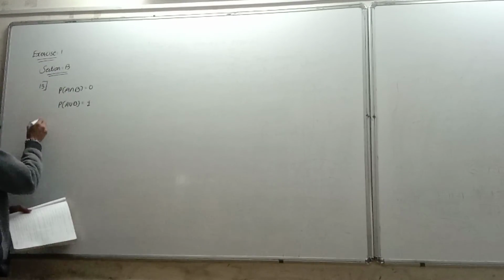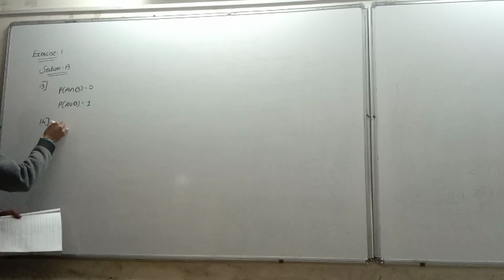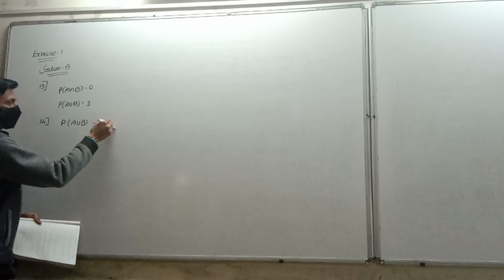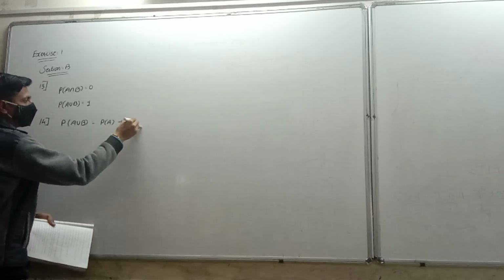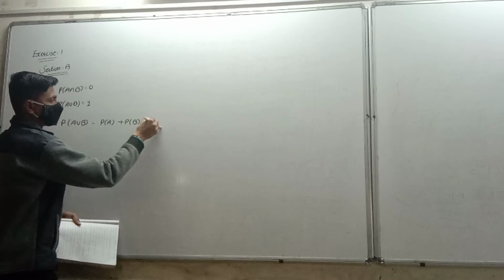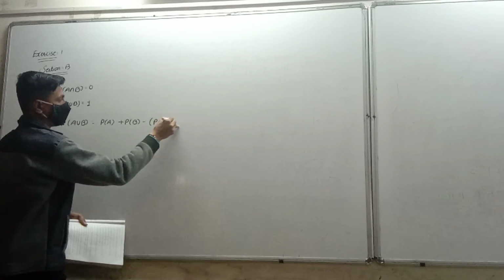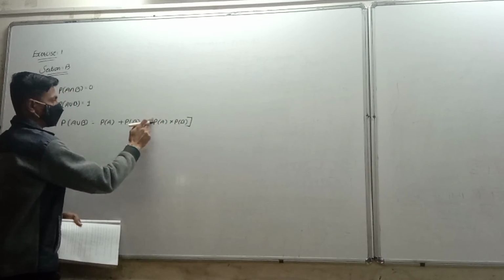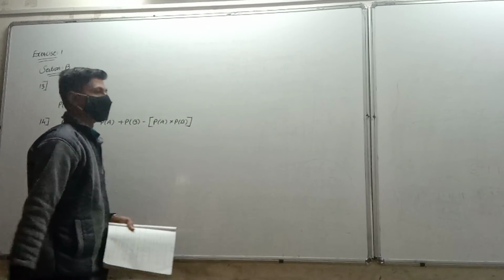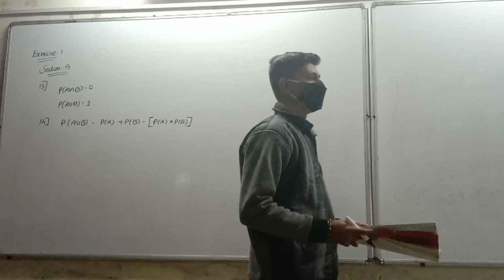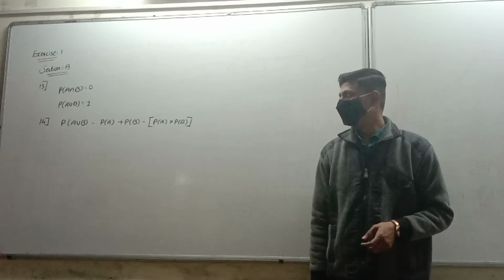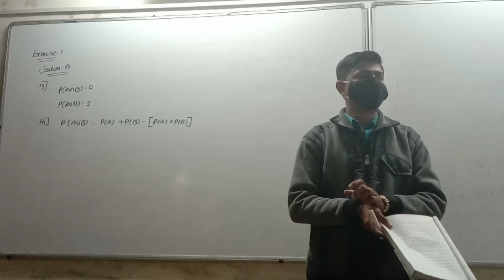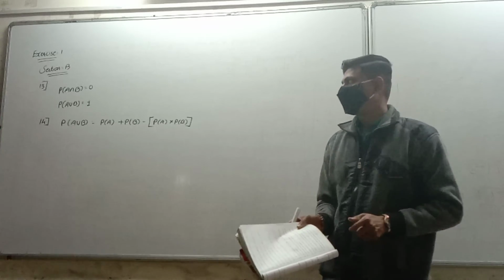So what will be your answer? P of A union B is equal to P of A plus P of B minus in bracket P of A into P of B. This is how you will write it. Formula for independent events A and B: P of A union B is equal to P of A plus P of B minus in big bracket P of A into P of B.